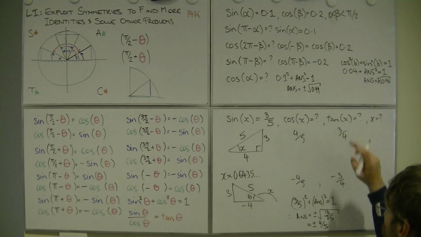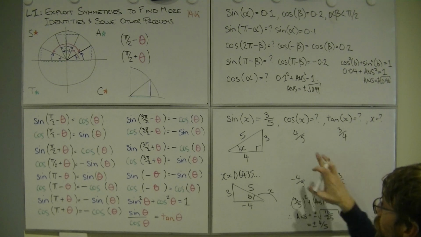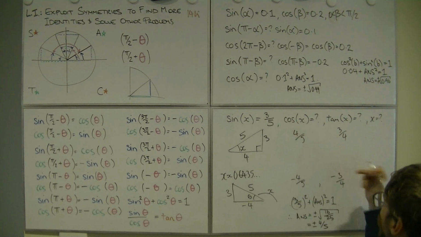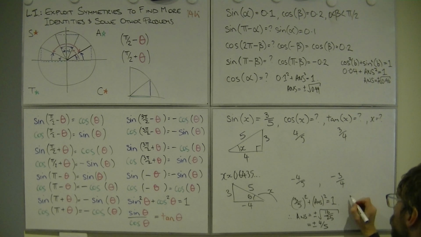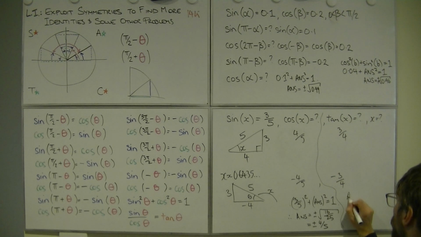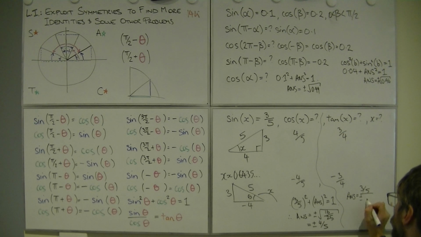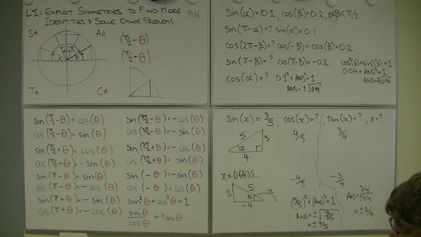And similar story for tan. You can do other more complicated things at this point, but the easiest way is just sine divided by cos. You've got 3/5 divided by either positive 4/5 or negative 4/5. The 5s will cancel, and I've still got my positive or negative 3 on 4. So I end up with the same results either way.